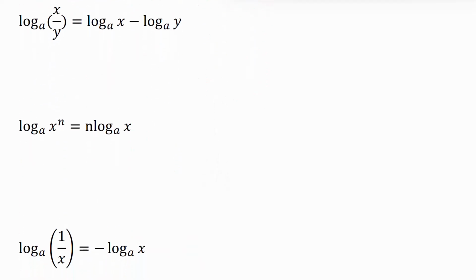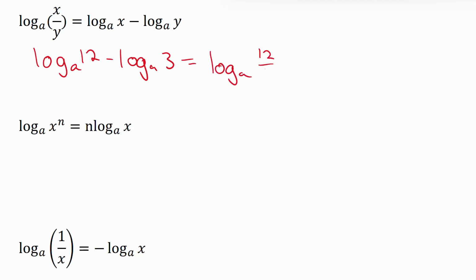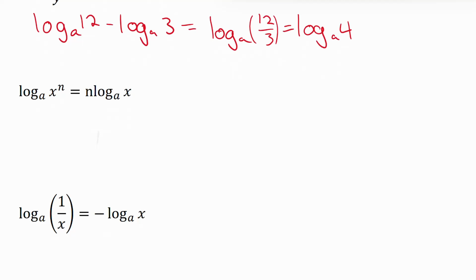All right, the next one we're going to look at is the division version, where it is subtraction. So for example, if I had log_a 12 minus log_a 3, that would be the same as having log_a of 12 over 3, which we can then simplify further to get log_a 4.